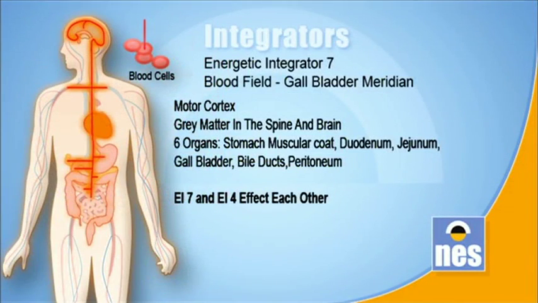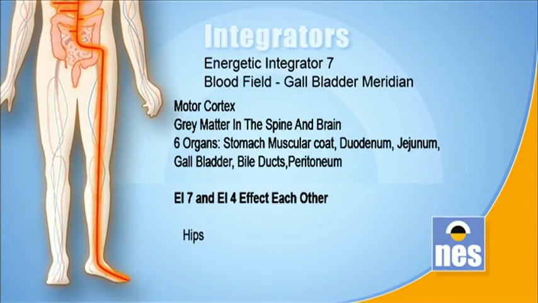Now we can trace the Integrator 7 picture down to the hips, specifically to the great trochanter. This is the bit that wears out when you get arthritic troubles there. From there we go right down to the 4th toe.